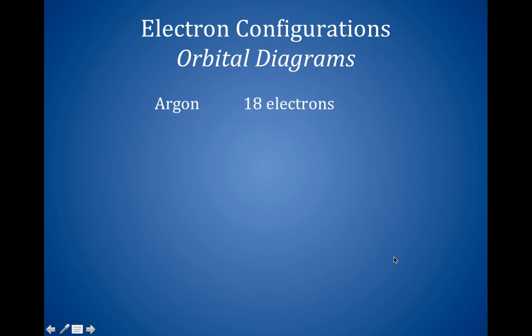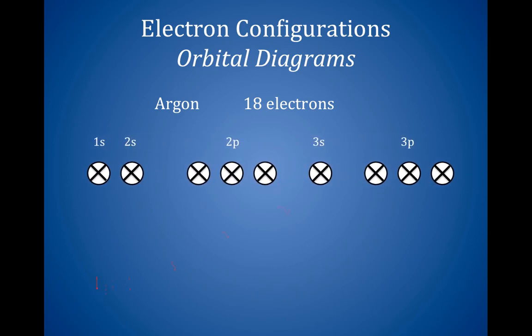And here's argon. And look at all those perfect crosses. And there is its configuration. All these subshells are full, a very stable arrangement of electrons, and of course it has 8 valence electrons.